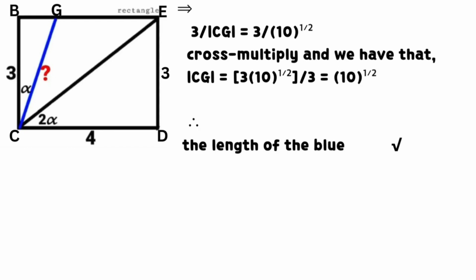Cross multiply and we have that line C, G equals the product of 3 times the square root of 10, all divided by 3, which equals the square root of 10. Therefore, the length of the blue line equals the square root of 10 units.